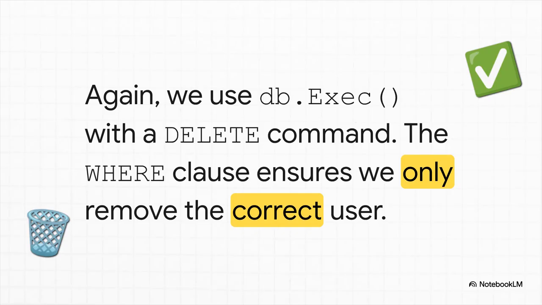All right, last step. Let's complete the lifecycle. To remove a user, we go back to our trusty db.Exec function. The command is super direct. Delete from users where ID equals question mark. We tell it exactly which user to remove using their unique ID, and the database handles the rest. John Doe's journey with us is complete.